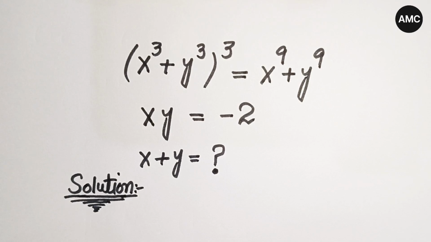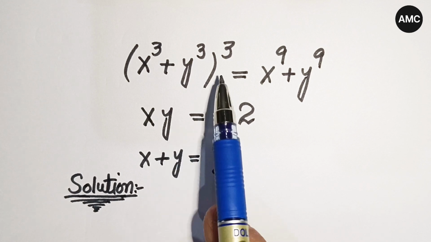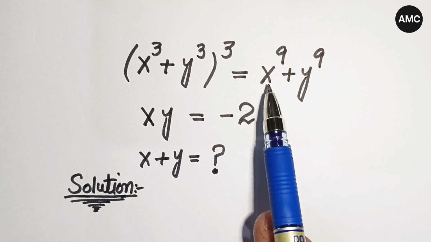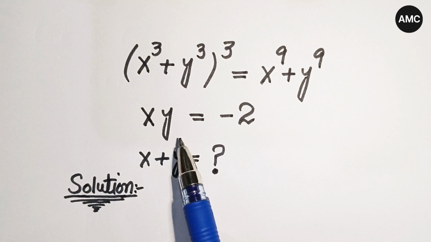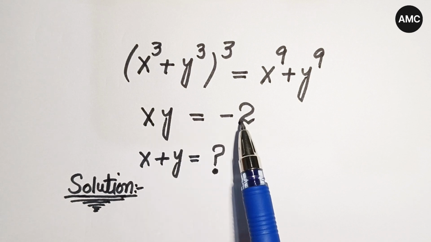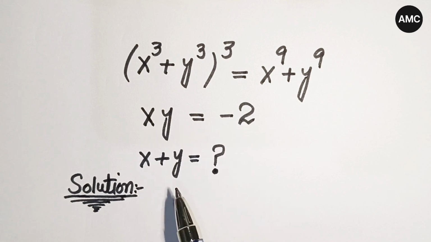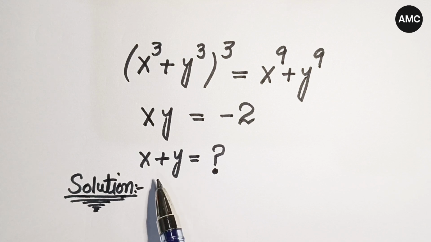Today we have a nice Olympiad problem: (x cubed plus y cubed) whole cubed is equal to x to the power 9 plus y to the power 9. Our second equation is x times y is equal to minus 2. Now we have to find all possible values of x plus y. So let's start our solution here.